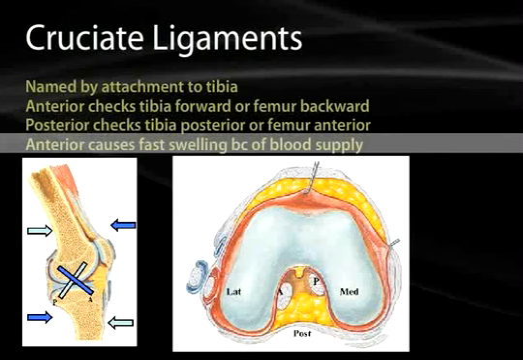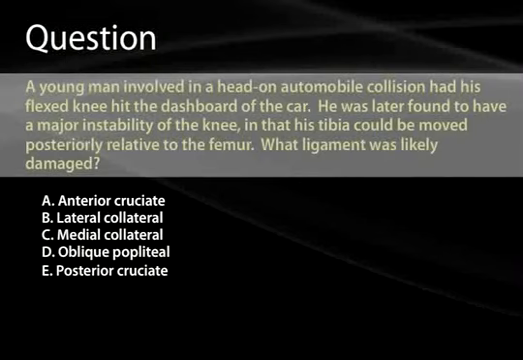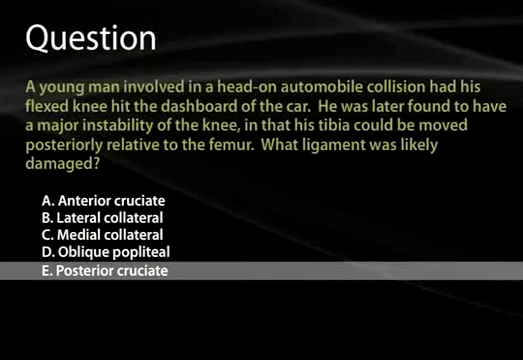Couple cases. A young man involved in a head-on automobile collision had his knee flexed and hit the dashboard of the car. He was later found to have a major instability of the knee, in that his tibia could be moved posteriorly relative to the femur. What ligament was likely damaged? And using the information we just talked about, you would probably pick posterior cruciate, because the anterior cruciate would have been damaged if the tibia moved anteriorly relative to the femur.